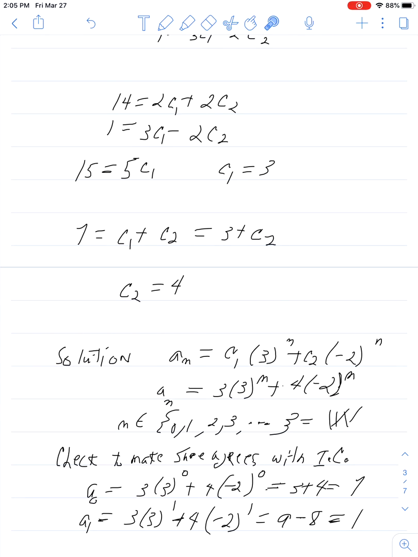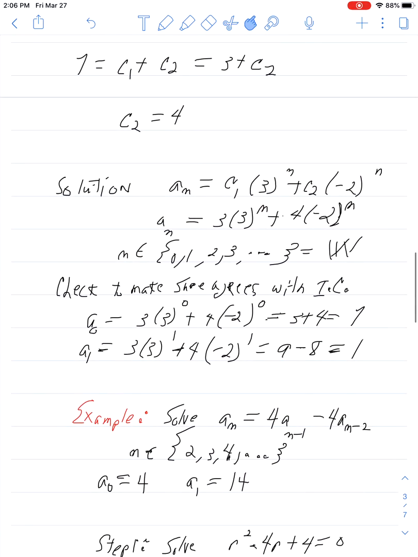The other initial condition was that a1 has a value of 1. So I take this equation again and plug in n equals 1. It's equal to 3 times 3 to the 1 plus 4 times minus 2 to the 1. That's 9 minus 8, and lo and behold, 9 minus 8 is 1. So what's the point? I get a nice warm fuzzy feeling. It at least works for the initial conditions. I claim that it's going to work for any term in the sequence.